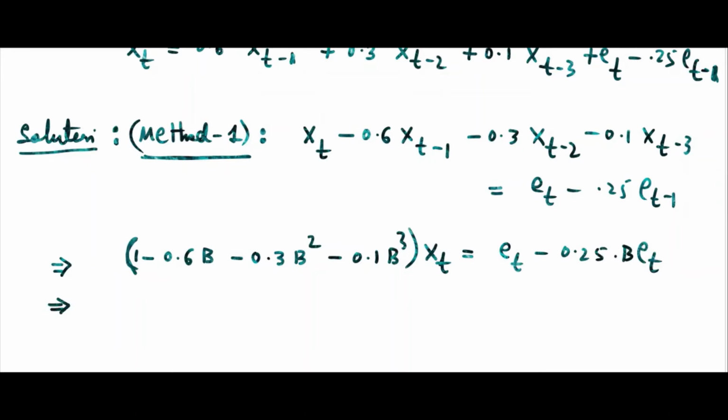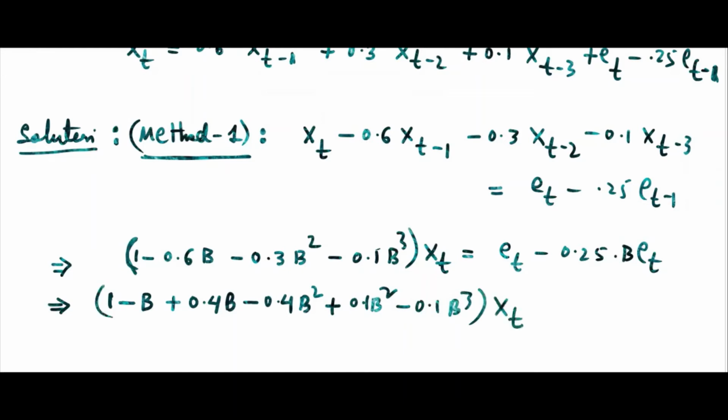But we need to find the 1 minus b factor if any is. For that, if you want, you can check this way also, 1 minus b you write, okay. Then you see anything you need to change. I have to write plus 0.4 b, so that this will be compensated, minus 0.4 b square. So if you take 0.4 b, you will get again 1 minus b, but we have minus 0.3, so 0.1 b square you have to write minus 0.1 b power 3 xt. Okay, you will get this way, then it will be 1 minus 0.25 b et.